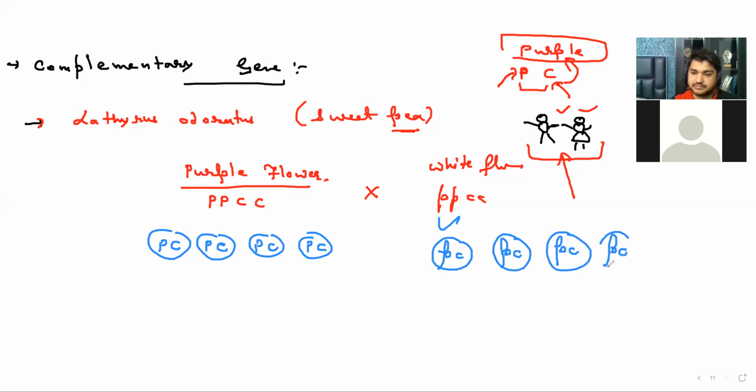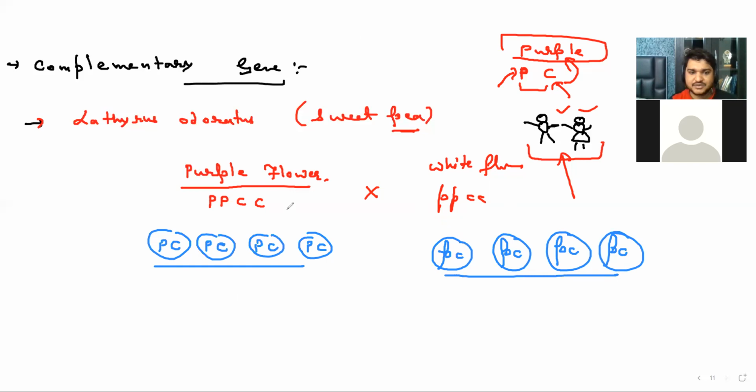Don't you think they are completely the same? All the gametes of this parent are completely the same, and all the parents are the same. So I told you, if all are the same, we can take one, and it will be 16.